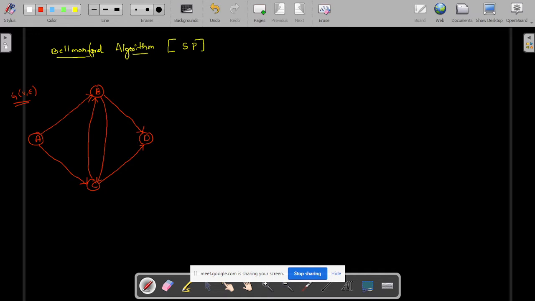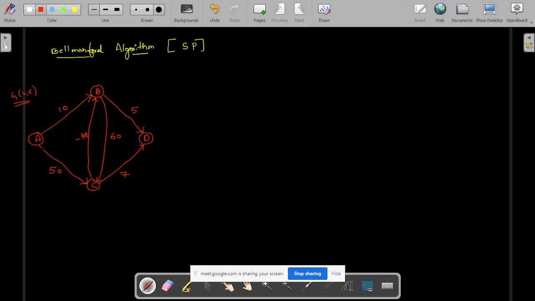Another thing, we have to have weights. If you want to find the shortest path, you must have weights. So I will provide the weights: 10 here, 5 here, 7 here, 50 here, 60 here, and one more you take as minus 48. So these are the weights.